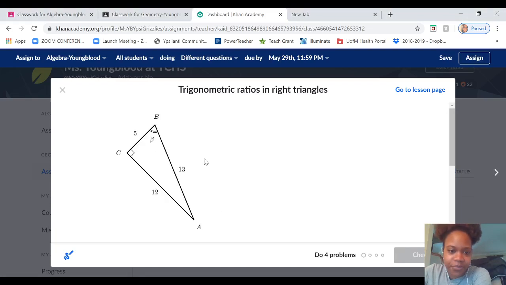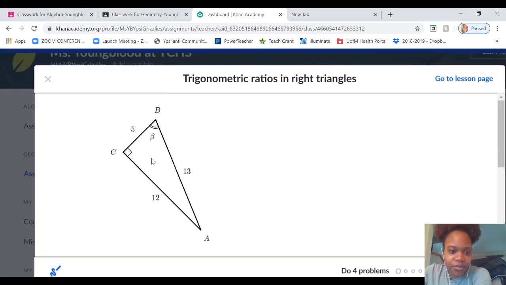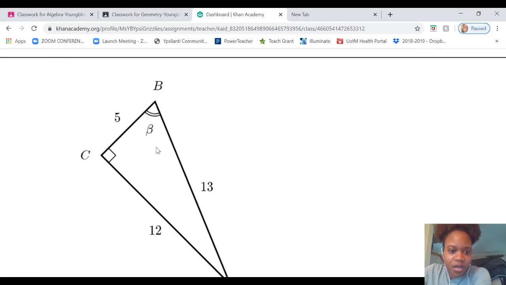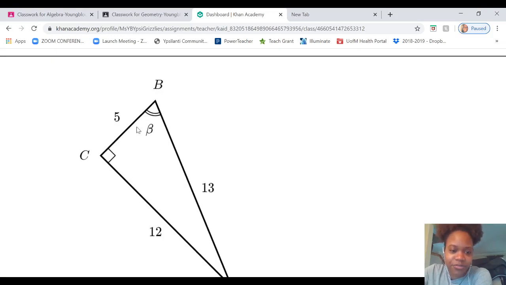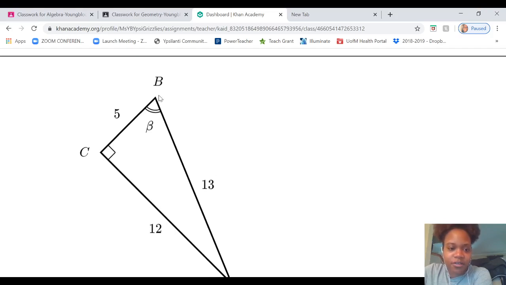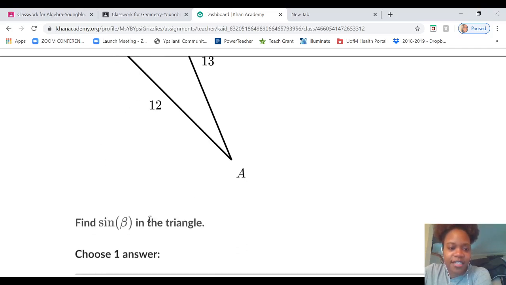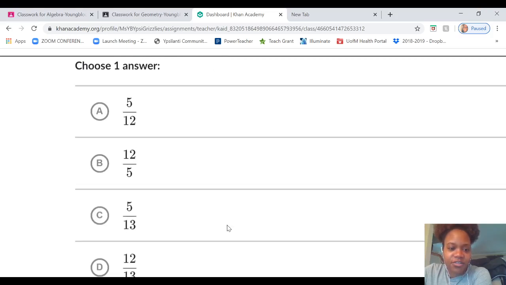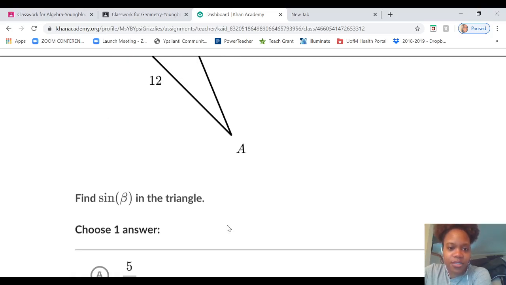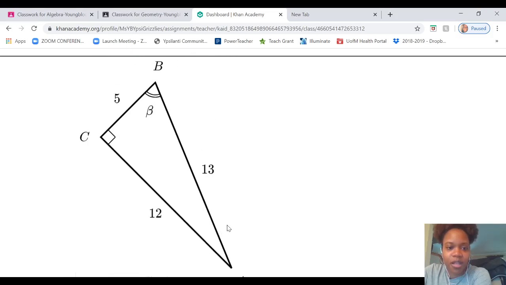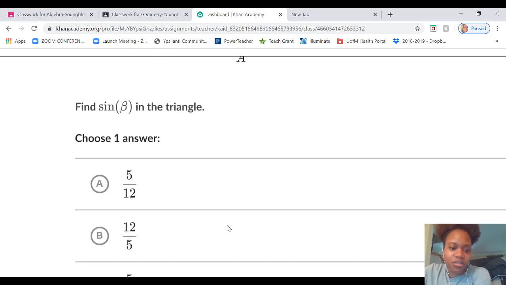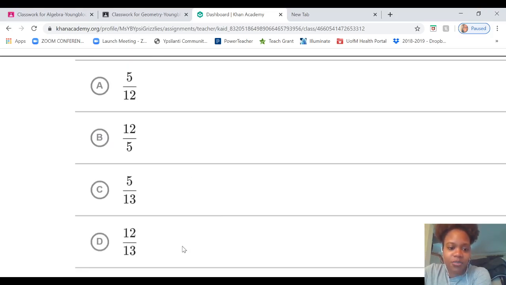This is my first problem. We're given this right triangle. This is our reference angle. You could have called it angle B, but they're trying to get you used to Greek letters as well. So we could call this angle beta. This funny looking B is the Greek letter beta. So that's our focus angle. And then we have these side lengths 5, 13, and 12. They ask us to find the sine, and these are our 4 options. So what I'm going to do is copy this over to my sketch pad and work them all out. And then I'll just show you maybe on the last problem how you would select the answer.